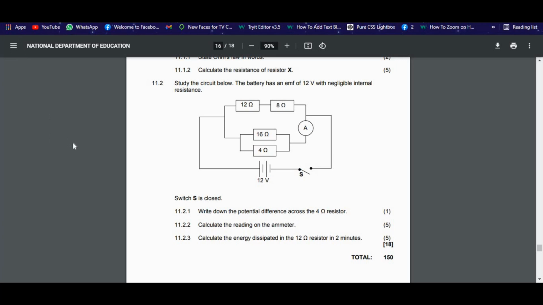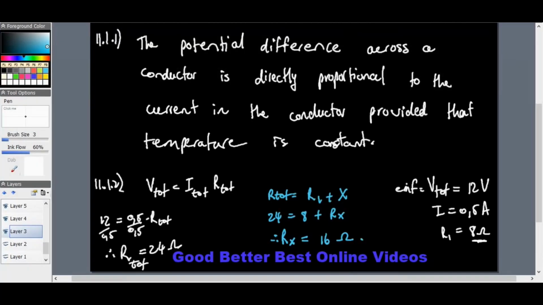Write down the potential difference across the 4 ohm resistor. It's 1 mark. So the 4 ohm resistor is sitting nicely in a parallel branch right here, opposite the battery. If there was a voltmeter reading here, it would be parallel, across the 4 ohm resistor. So the 4 ohm resistor will have a potential difference of the battery, the EMF. It'll be 12 volts.